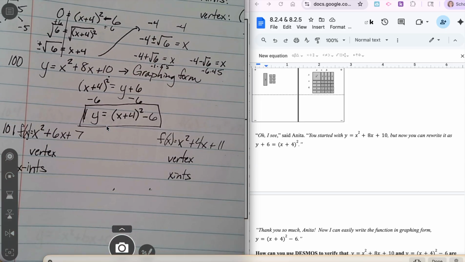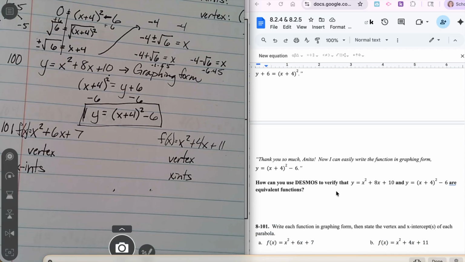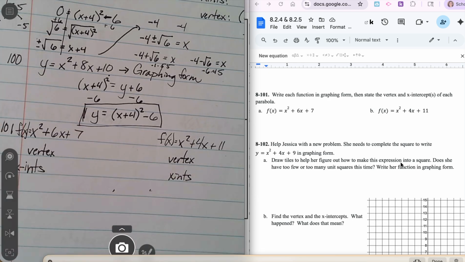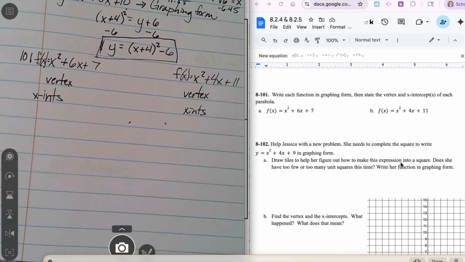Now we can go through and use Desmos to verify this, because we can just plug them both in and show that the two equations are the same. So that's what we're looking for: if I type these two equations into Desmos, do I get the same picture? And I'll let you type them in to figure that out. But if we move on to number 101, they're asking us to do the exact same thing.